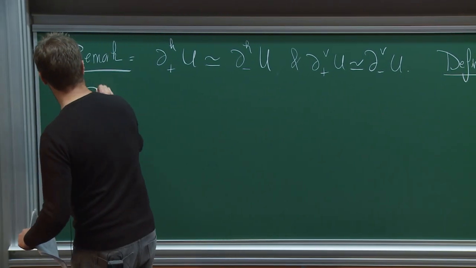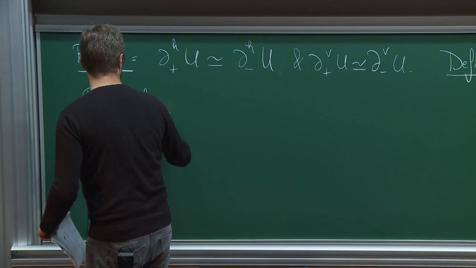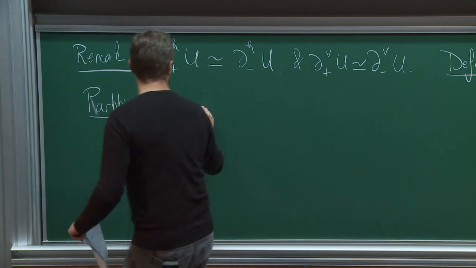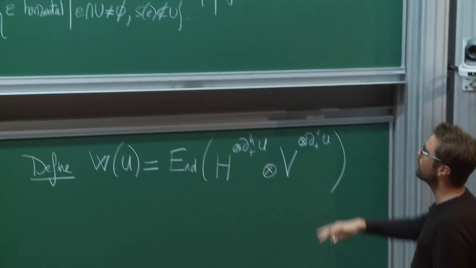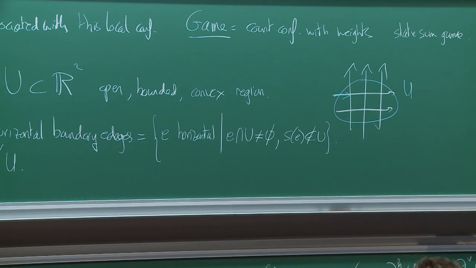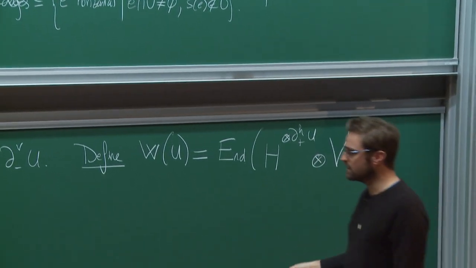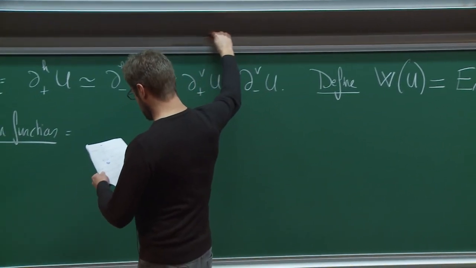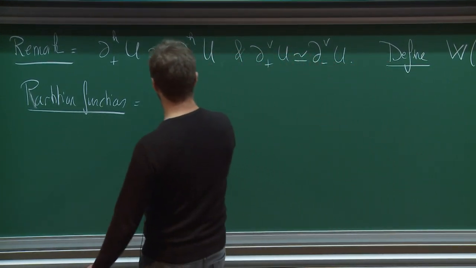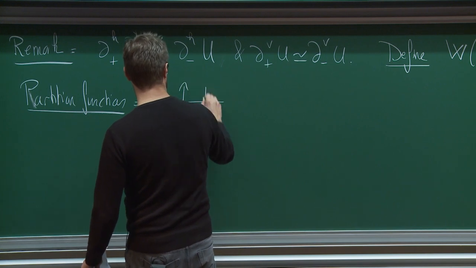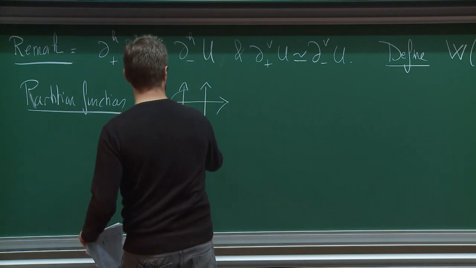So now we're ready to define the partition function. The partition function associated with a given region U is going to be counting all possible configurations with weights with associated boundary condition. And the boundary condition will be some specific element in here. So here is how it works. Instead of giving you a formal definition, let me give you a bunch of examples. So first example, let's take U being this.